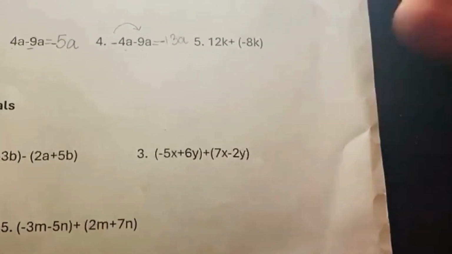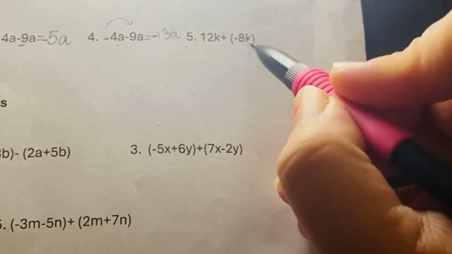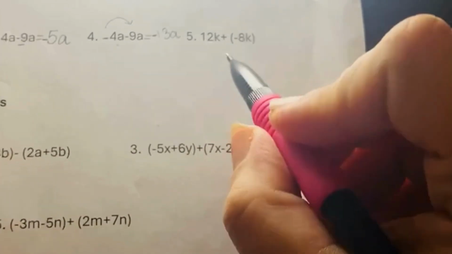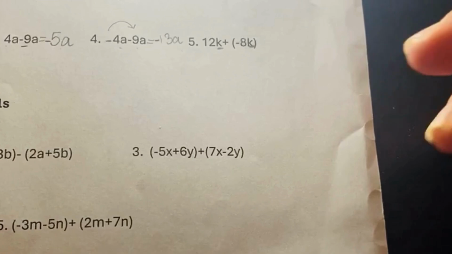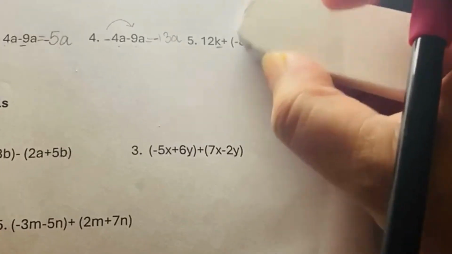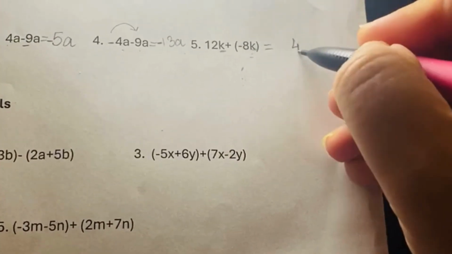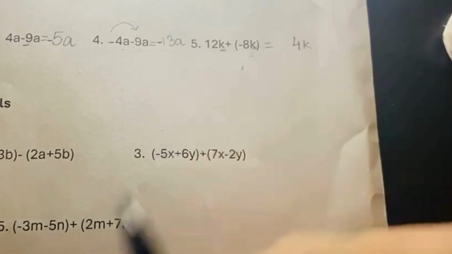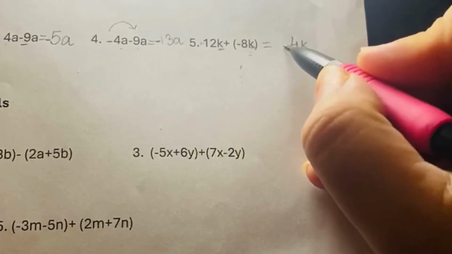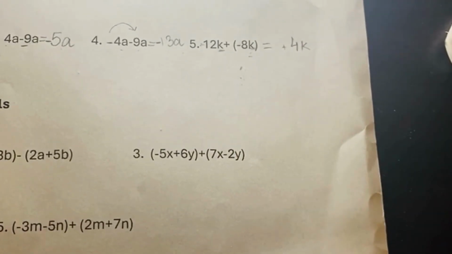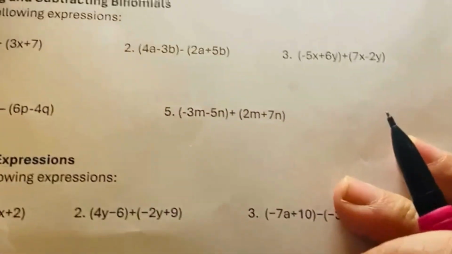The fifth part of question 1 is 12k minus 8k. So it's a simple question. As long as your variable is the same, the rule is the same. So 12 minus 8 is 4. So I'll write 4k, because this time my 12 is positive, which is the bigger. So my answer is positive 4k. Okay. Very simple question to begin with.